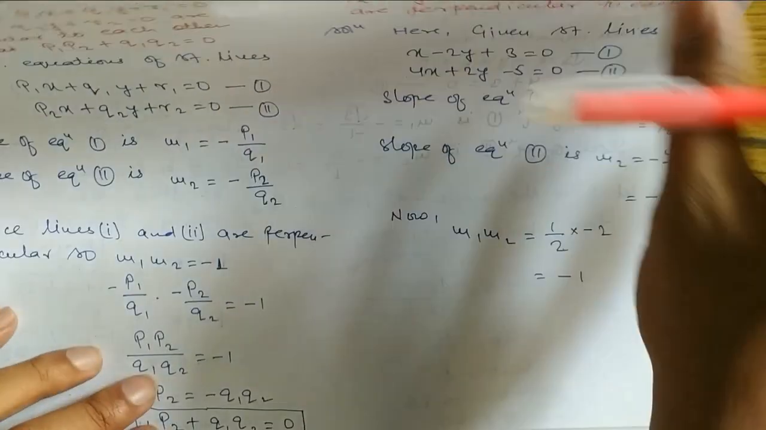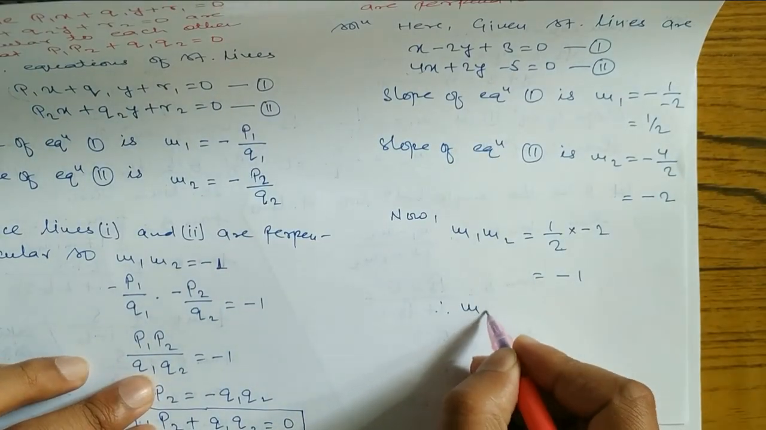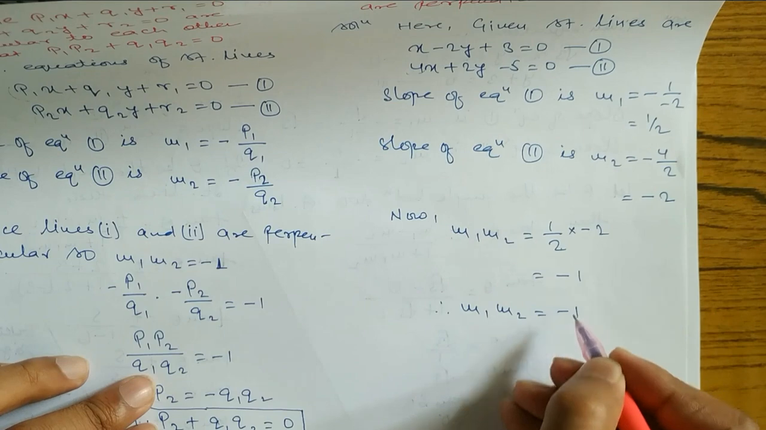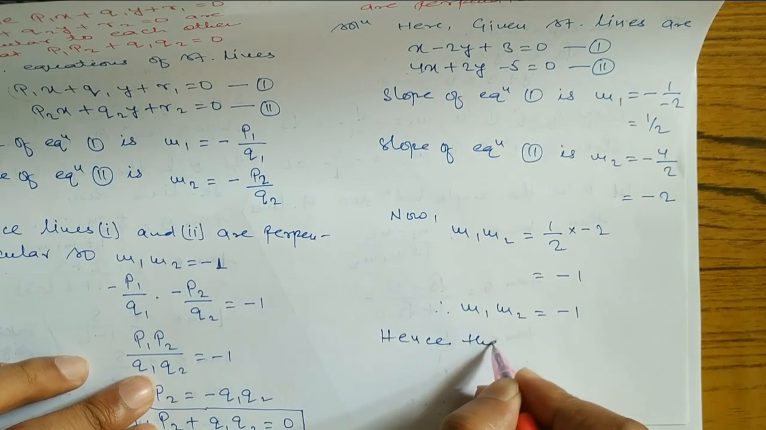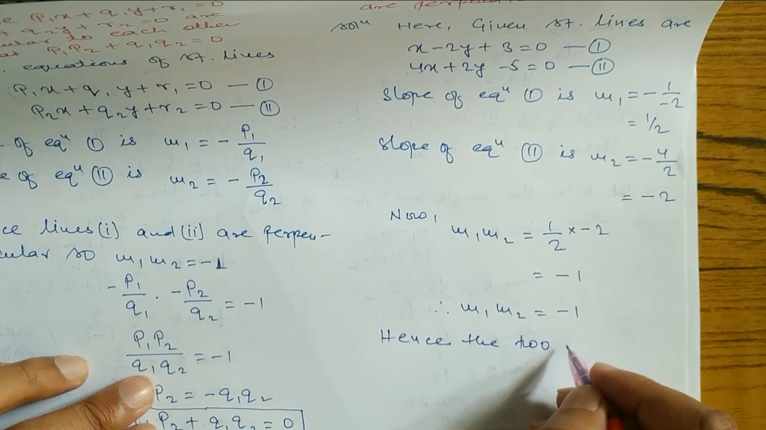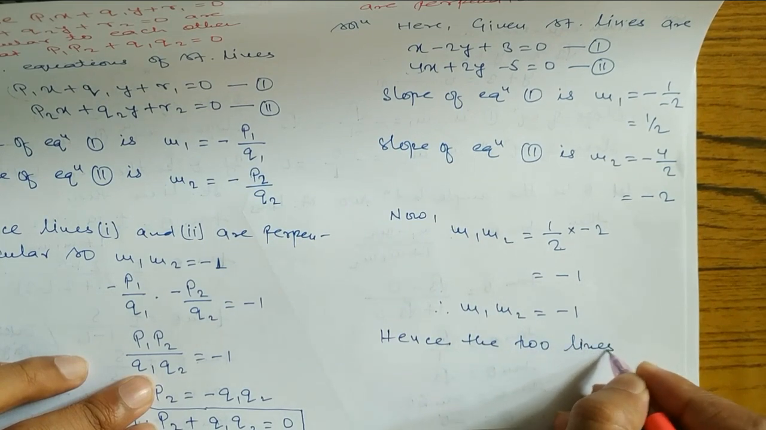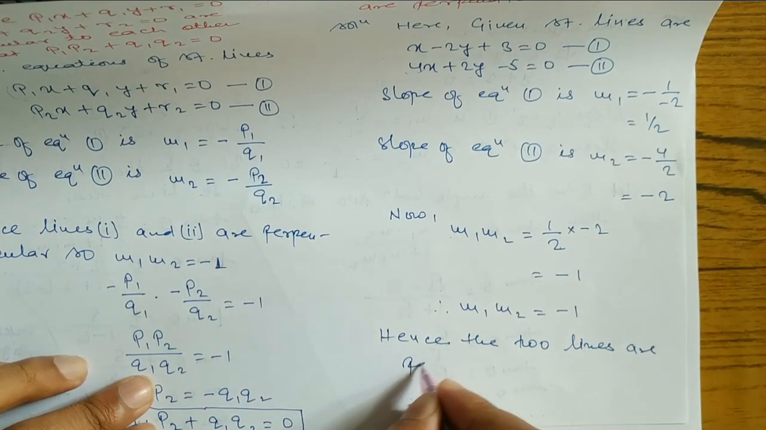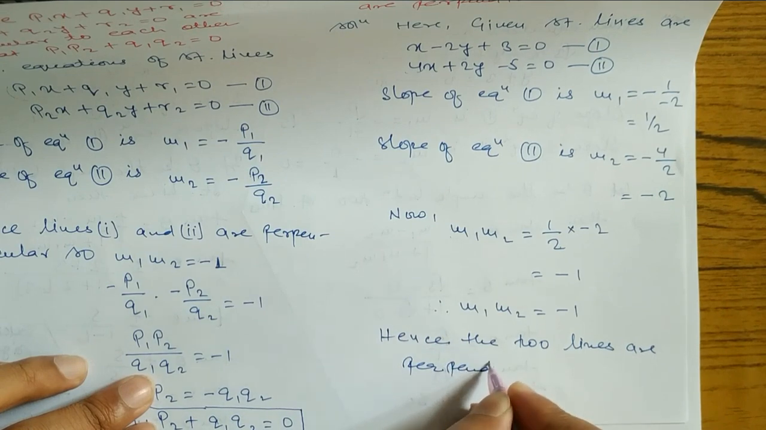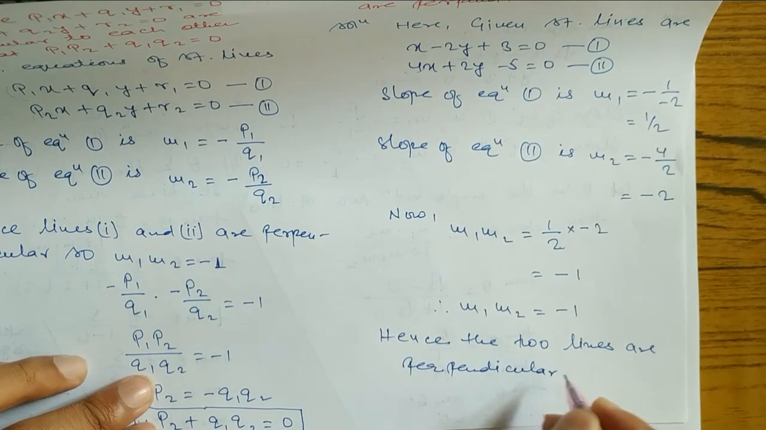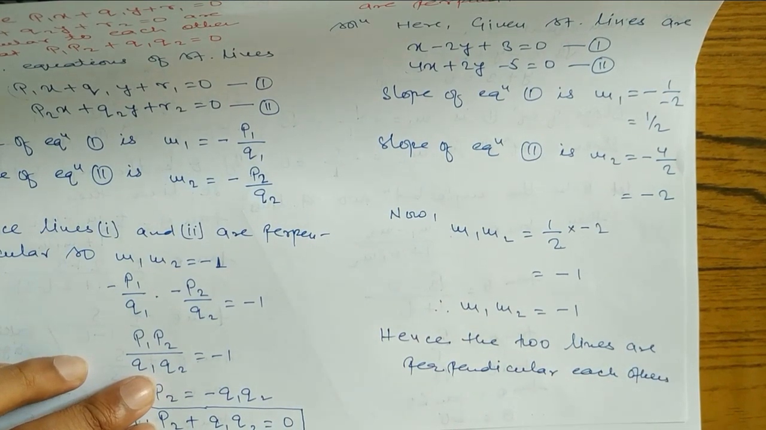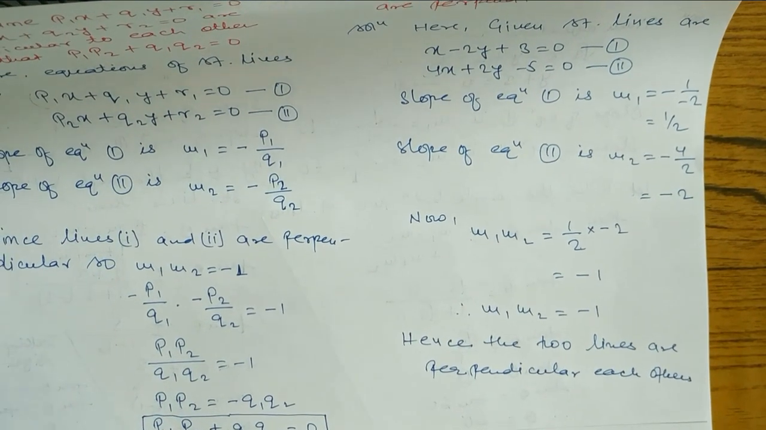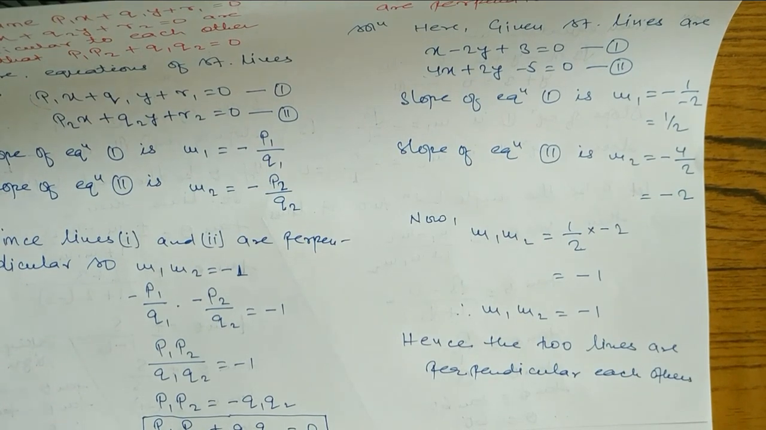Therefore m1 m2 is equal to minus 1, hence the two lines are perpendicular to each other. These two lines are perpendicular to each other. Hope you understand this problem.